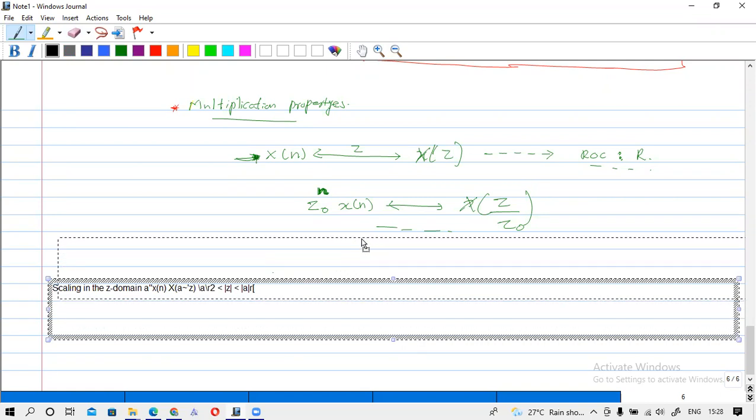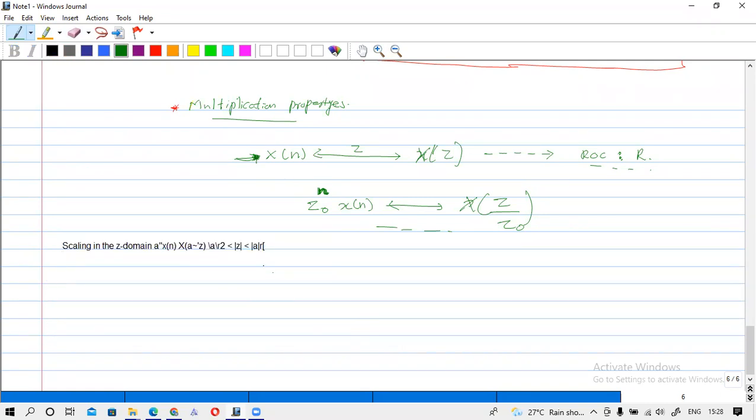Here, instead of z naught I put a, so a to the n times x[n]. In your books it is written as z by a, so they write it as z a to the minus 1.